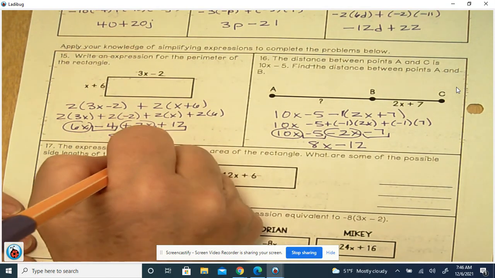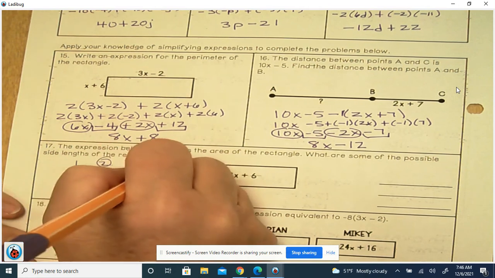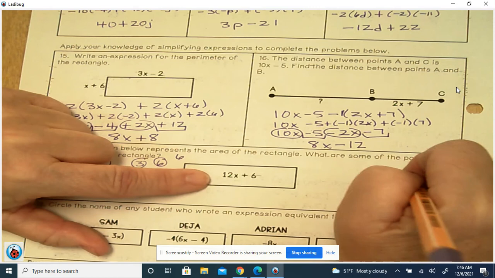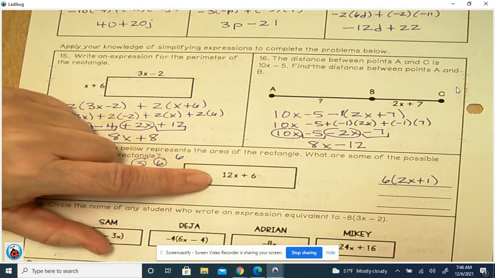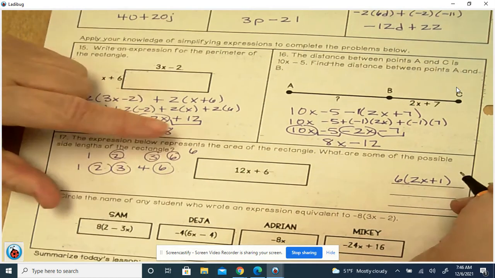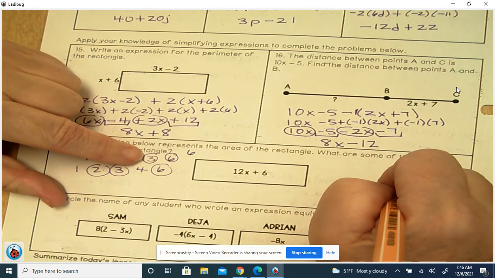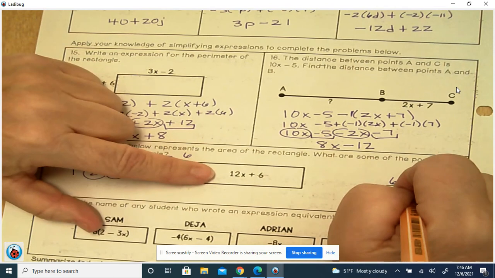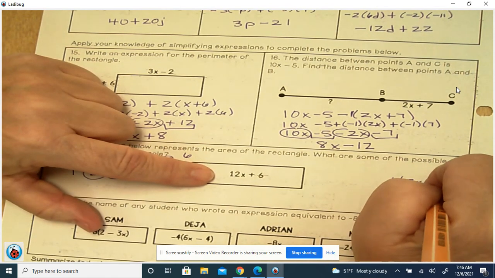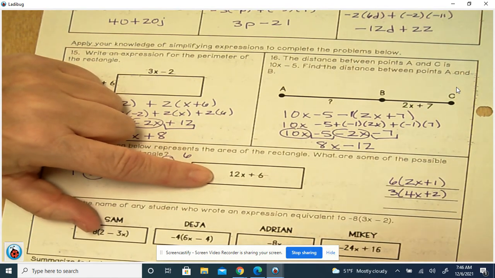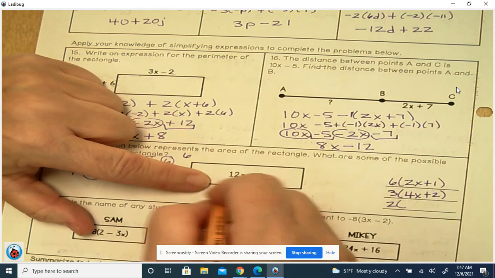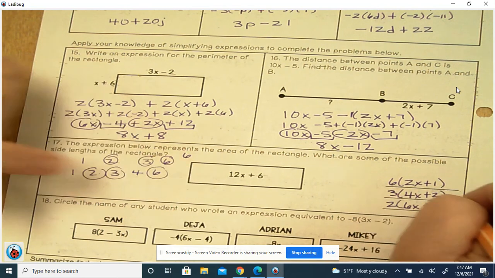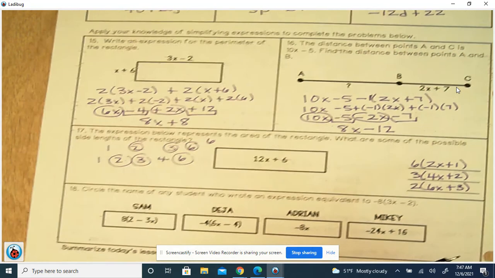So we could do a 6, a 3, and a 2, because they both have them. So let's take out a 6. 12 divided by 6 is 2x, and 6 divided by 6 is 1. So that's one possible side length. And then we could do 3. 12 divided by 3 is 4x, and 6 divided by 3 is 2. Okay, and then we could do the 2. 12 divided by 2 is 6x, and 6 divided by 2 is 3. So there's 3 possible side lengths for that.